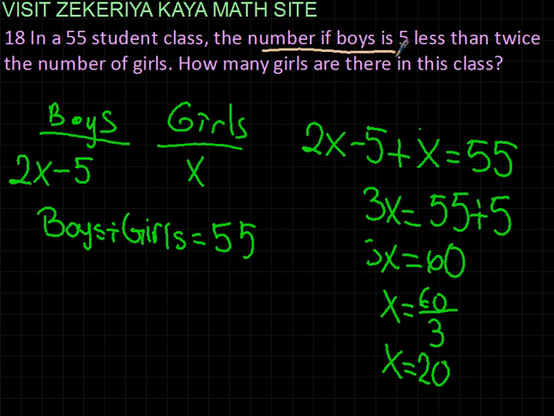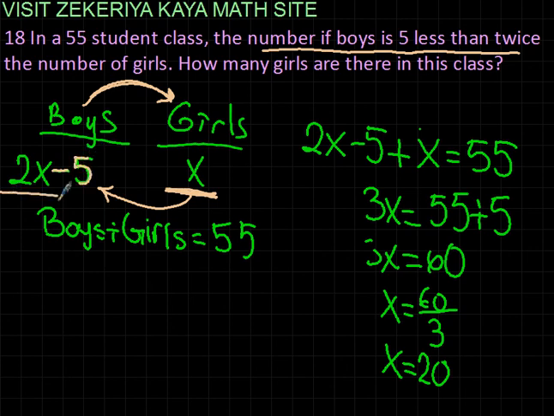Number of boys is 5 less than. That means number of boys is connected to number of girls. If you name number of girls as x, by using that naming, you can find number of boys. So 5 less than what? Twice the number of girls. The most important part, how to name it and how to get this equation. Number of boys plus number of girls should be equal to 55.